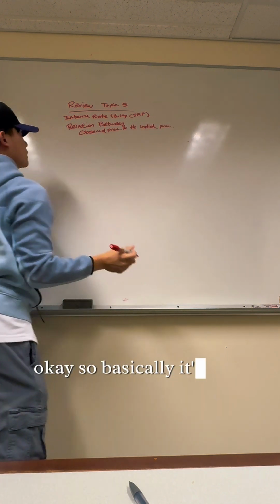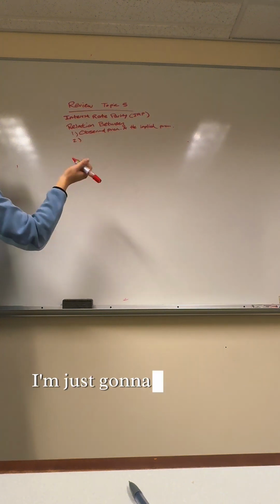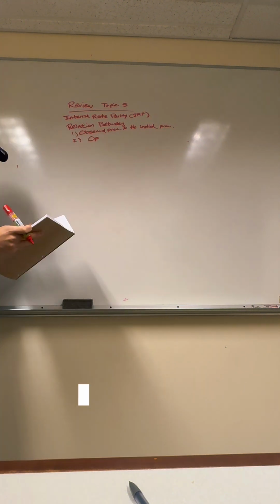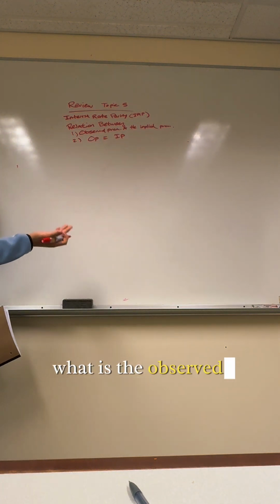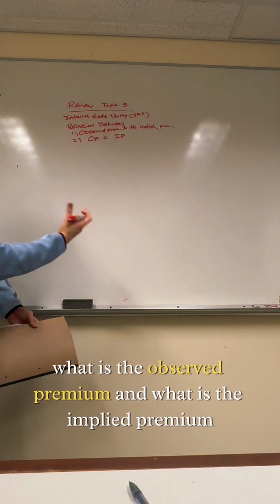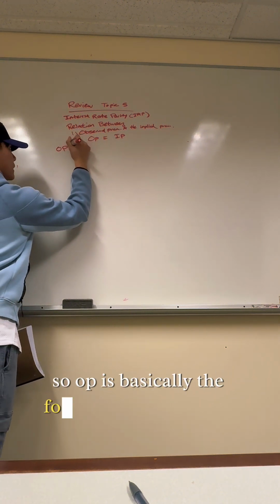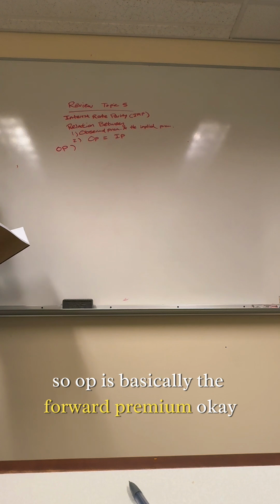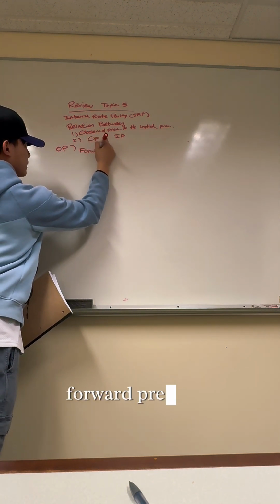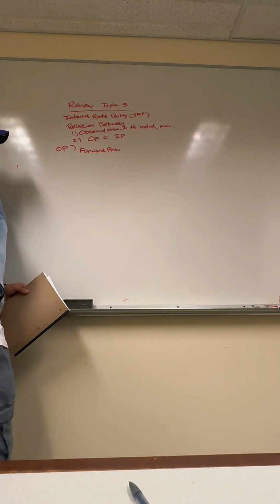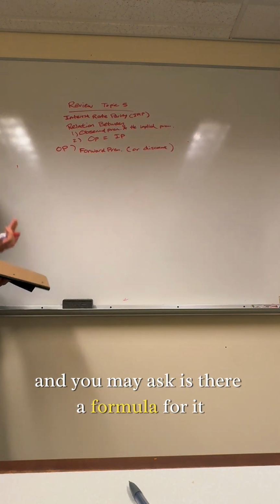Okay. So basically, it's very easy to understand. I'm just gonna use simple terms: OP equals IP. And you may ask, what is the observed premium and what is the implied premium? Well, the observed premium, so OP, is basically the forward premium, or discount. And you may ask, is there a formula for it?